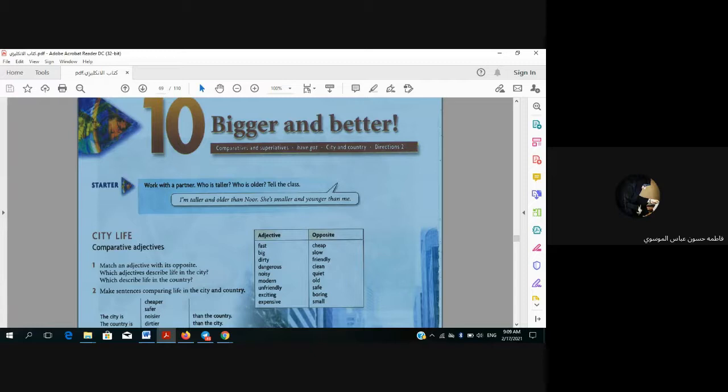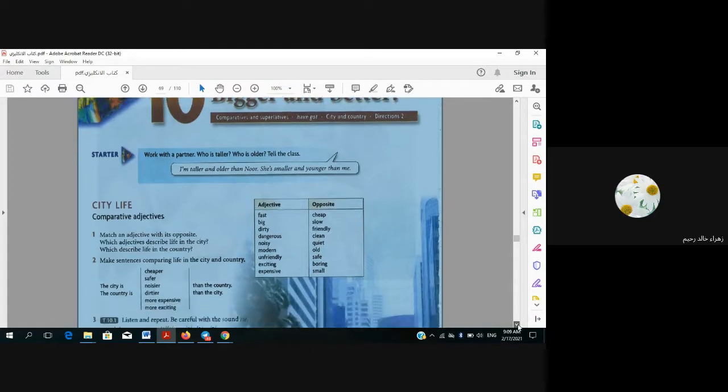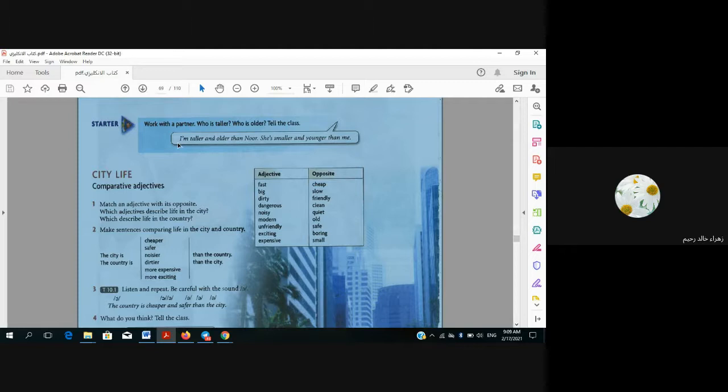Yes, by adding ER. Yes, bravo. Here, for example, I'm taller and older than Noor. You see, taller and older. She is smaller and younger than me. We have adjectives, and we have superlative and comparative. Okay?